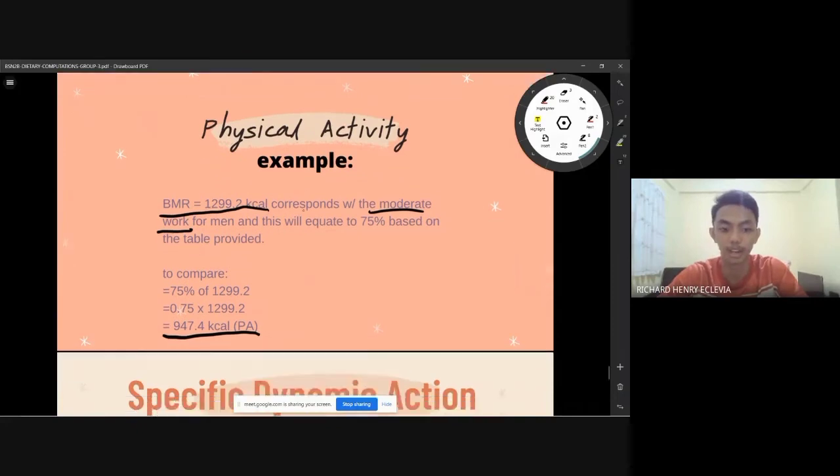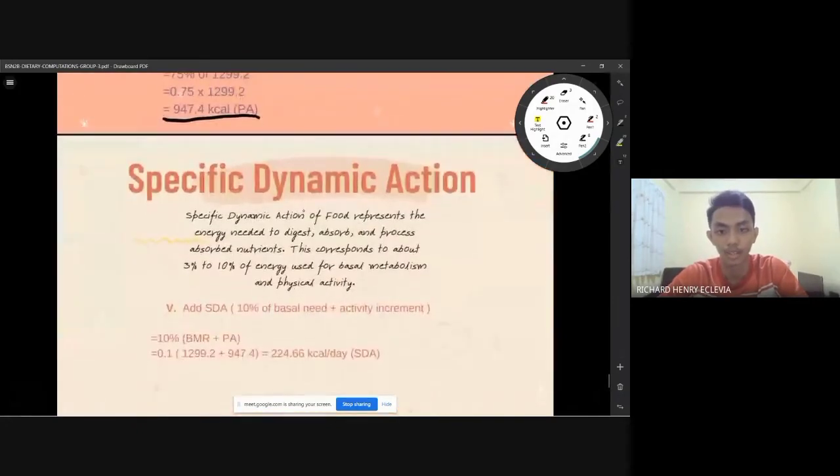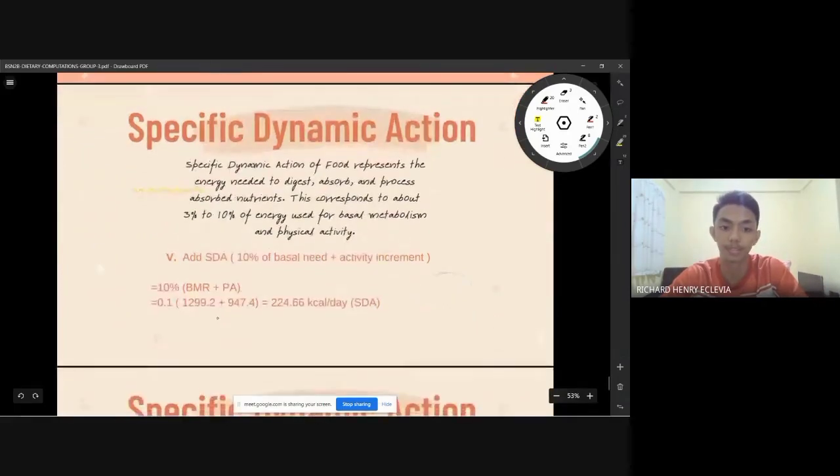So, ang kulang na lang yung specific dynamic action of food. So, specific dynamic action of food is basically the energy we need to digest and absorb the nutrients of food. This corresponds to about 3% to 10% of energy used for basal metabolism and physical activity. So to compute for SDA, simple lang, kukunin mo lang yung 10% ng BMR plus the PA.